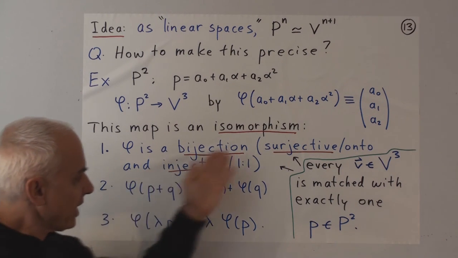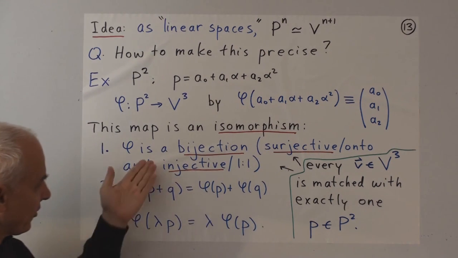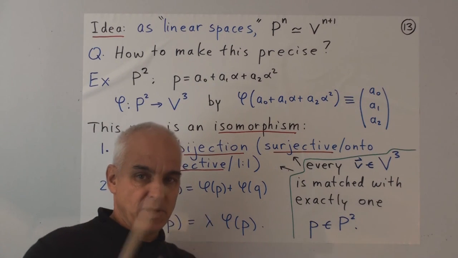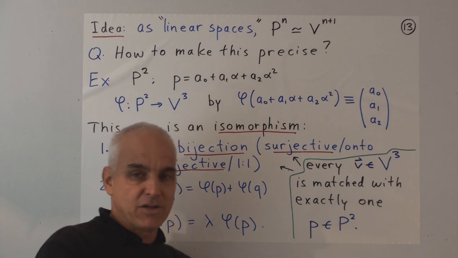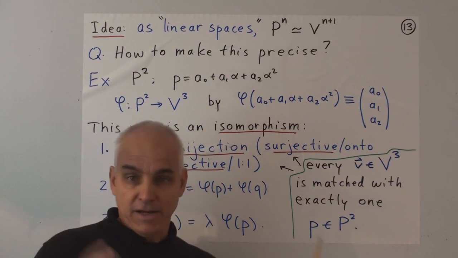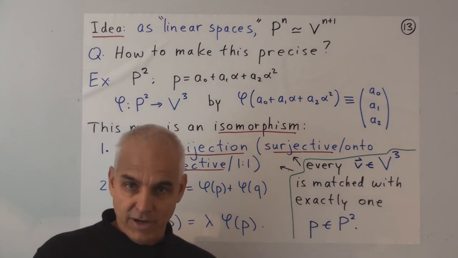So right now, let's not get into the details of what these things mean. Let's just say that bijection means that this is a complete matching up between polynomials and vectors. Every polynomial gets a vector, every vector gets a polynomial, there are none left over, every boy gets a girl, everybody's happy.